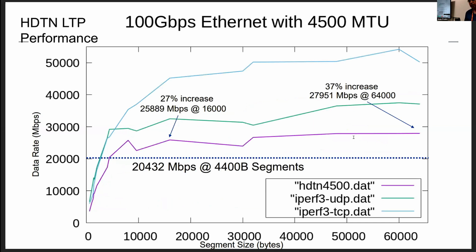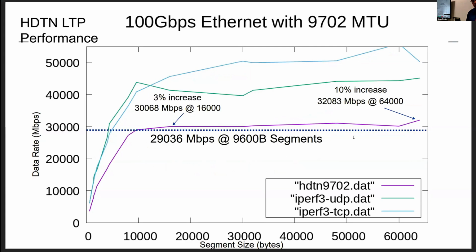So then we boosted the Ethernet MTU to 4,500 bytes, and that's the largest packet that can go over the Ethernet before you require fragmentation. And when we did that, we saw that the HDTN performance boosted all the way up to 20.432 gigabits per second using 4,400 byte segments. We then engaged IP fragmentation by going to larger segment sizes, and you can see the magenta curve still provides a performance gain, but not as dramatic as when we had smaller MTU sizes. So we got to 25.89 gigabits per second with 16K segments, and all the way up to 27.9 gigabits per second with 64K segments. So that's a 37% increase.